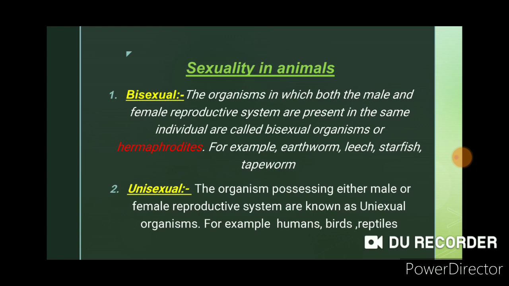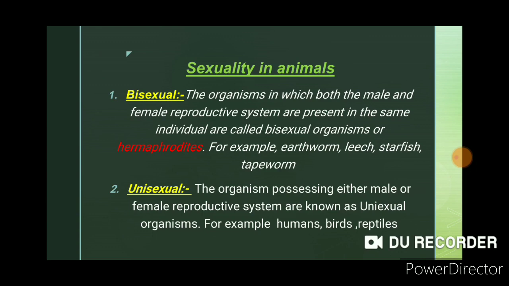Very common examples are earthworm, tapeworm, and leech. All these examples you have studied in your class 11 chapter 4, Animal Kingdom. So you need to remember. I repeat, bisexual is where both male and female reproductive structures are present in the same individual.